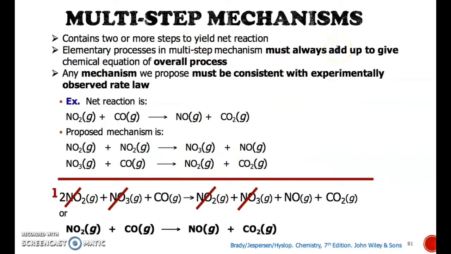Multi-step mechanisms contain 2 or more steps to yield the net reaction. Elementary processes in a multi-step mechanism must always add up to give the chemical equation of the overall process. Any mechanism we propose must be consistent with the experimentally observed rate law. So this is the example. This is the net reaction, the proposed mechanism, this one, and we look at this.